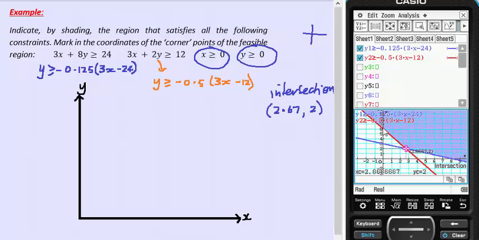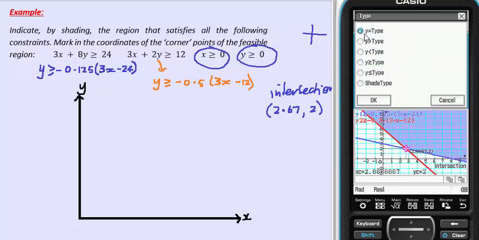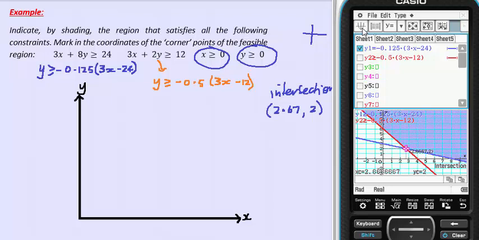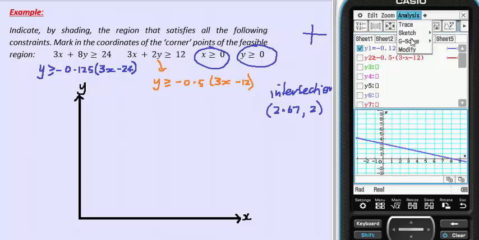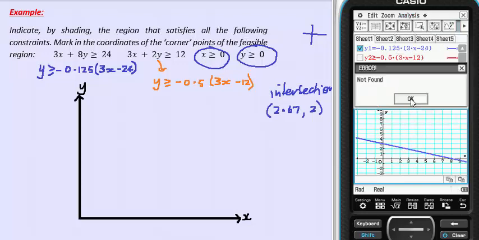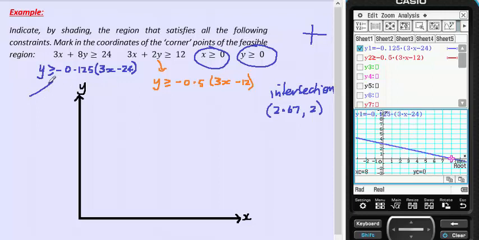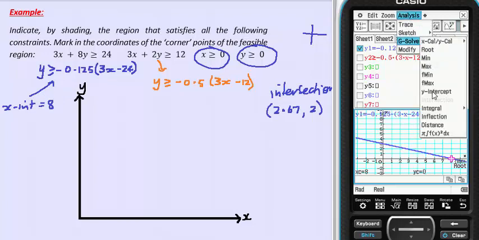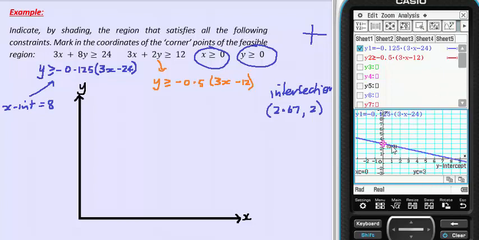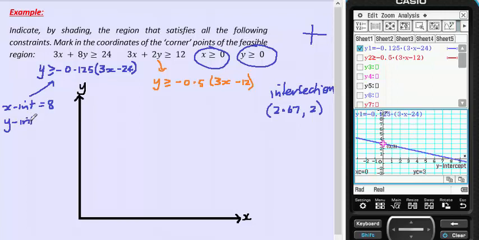I also need to find my y-intercept and my x-intercept, because it says I need to show all of the corner points of this region. So I need to find my y-intercept of the red line and my x-intercept of the blue line. I can do that by clicking one or the other, replacing this back with an equals, and saying, okay, for my blue line, let's sketch that. Analysis, G-Solve, root. That gives me my x value. x is 8 and y is 0. So for my blue line, my x-intercept is 8. And if I go G-Solve again, my y-intercept here is 3. It's got 0, 3 there. So I can write y-intercept equals 3.